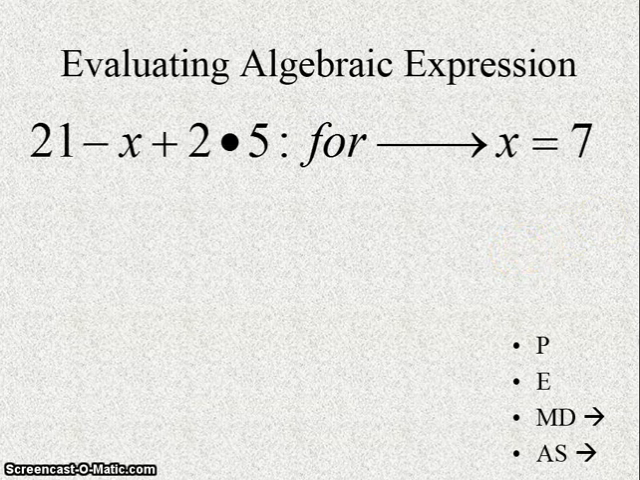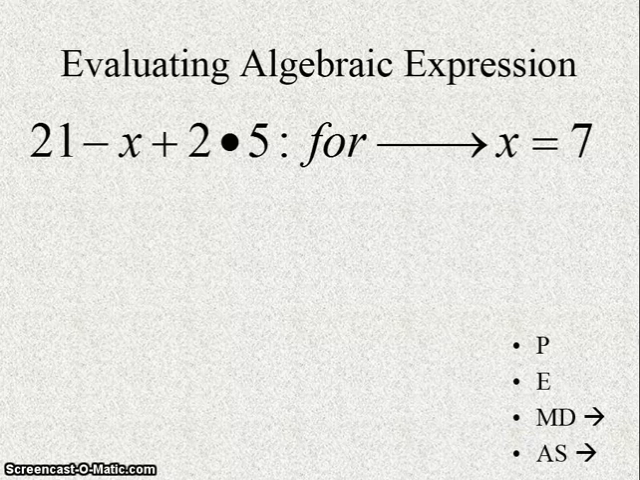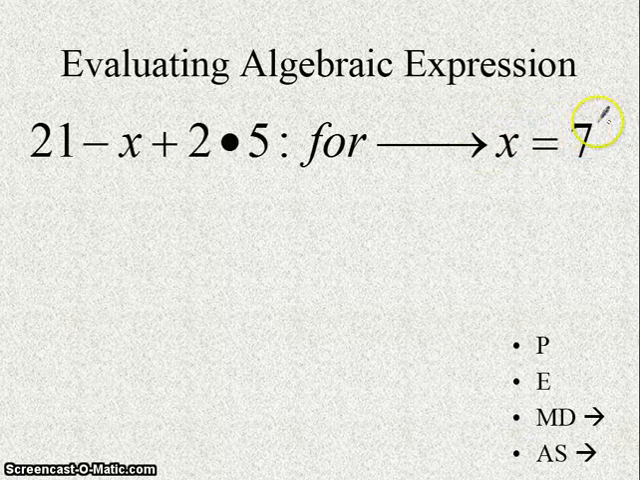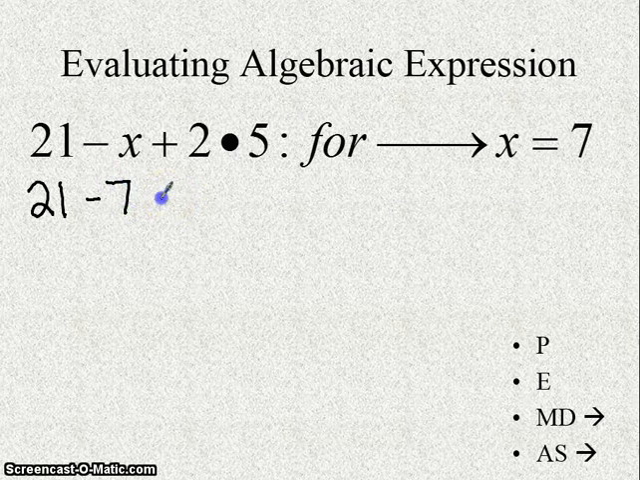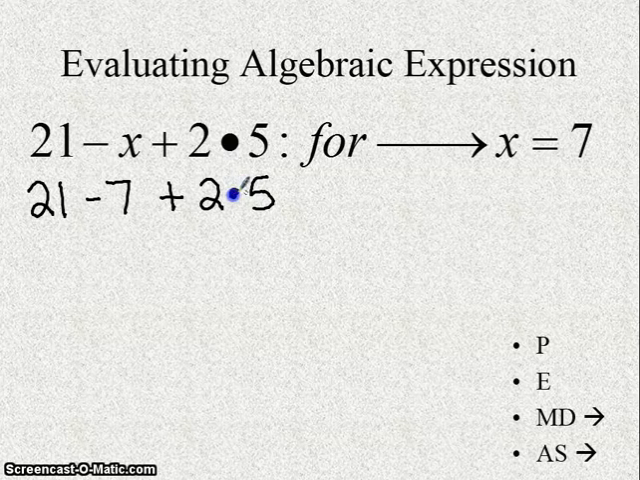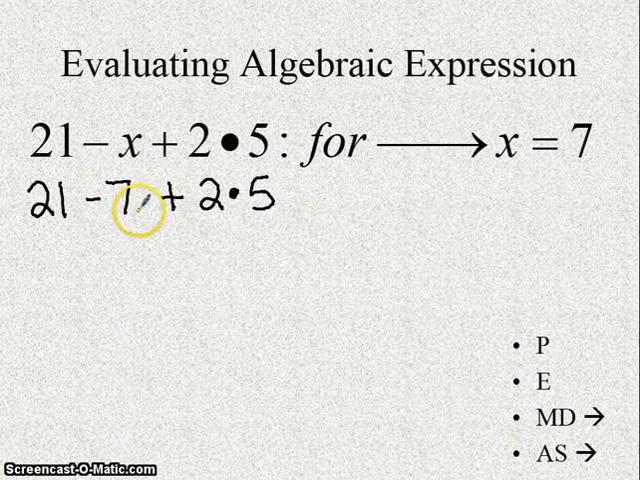We can do the same thing for algebraic expressions if we know what the variable is equal to. Here we see that x is equal to 7. That means they have the same value. So instead of writing x, I can write 7. So I'll write 21 minus 7 plus 2 times 5. Think about our Daly's word: substitute, to replace the value of. We replaced x with 7.